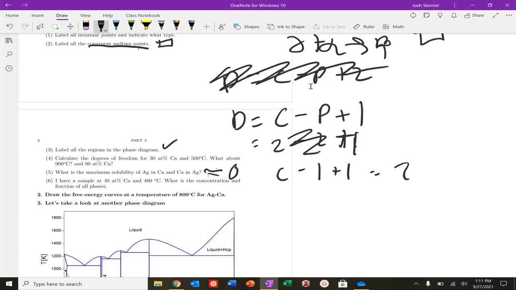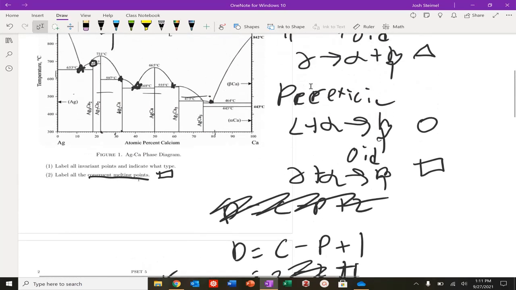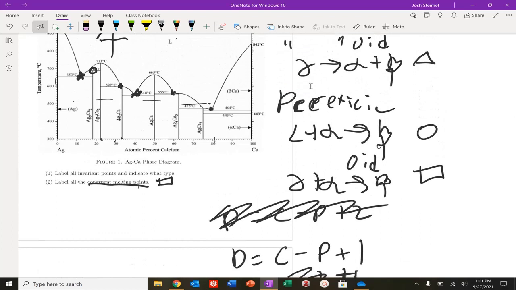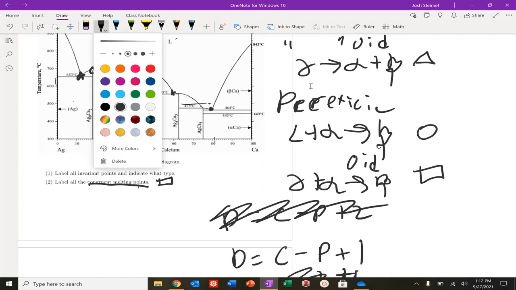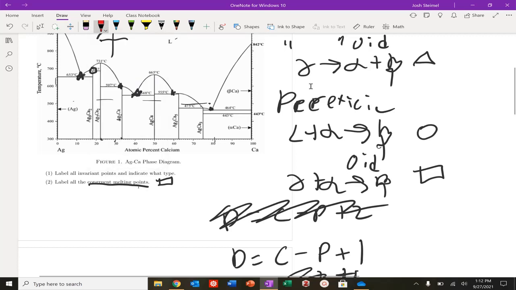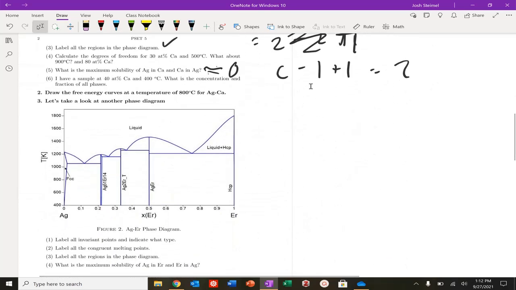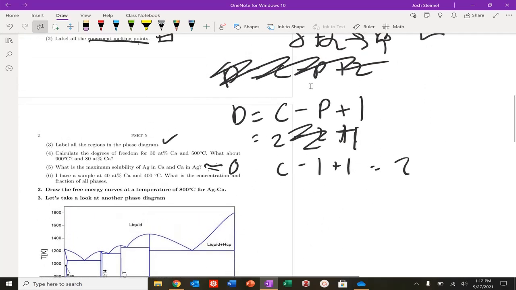I have a sample at 40 atomic percent calcium. Actually, let's change our color here. Let's go with the red. All right, so I am at 40 atomic percent calcium. Let's see what we had here: 40 atomic and 400 C. What is the concentration and fraction for all these things?